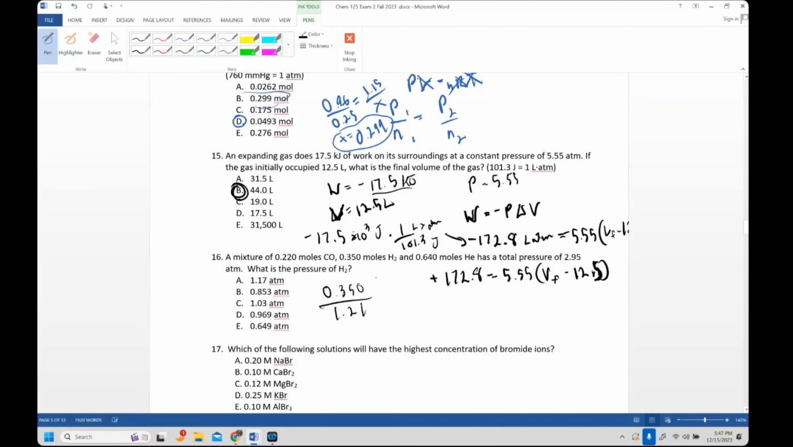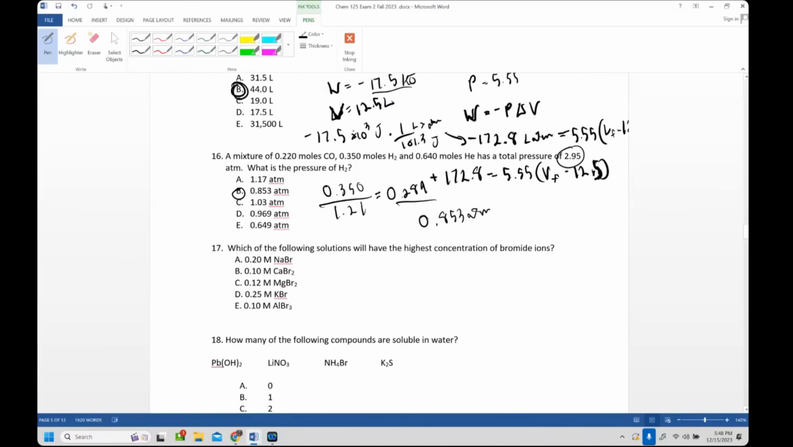1.21. So 0.35 divided by 1.21 gives us the mole fraction, which is also the pressure fraction, 0.289. We take that 0.289, multiply it by the total pressure of the sample, 2.95, and we get 0.853 atm. And the answer is B.